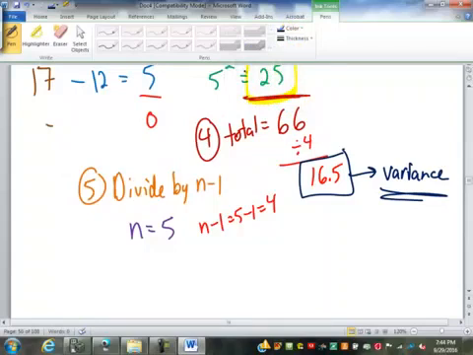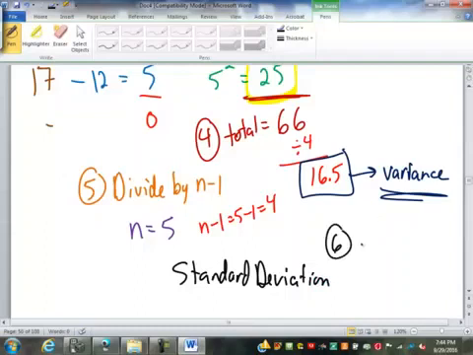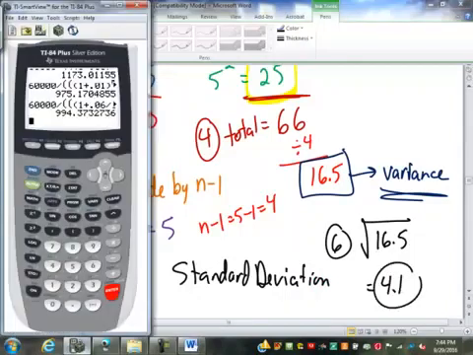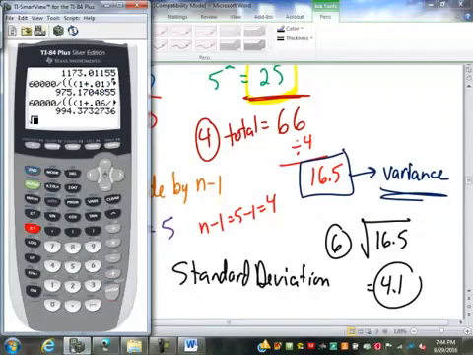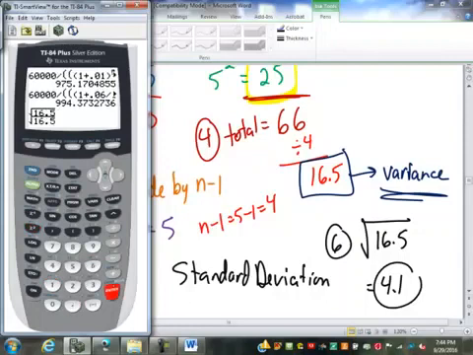That's all the work for one number. You're absolutely correct. There's even more work to go to find the standard deviation. The standard deviation requires step 6. The 6th step is the square root. Square root of 16.5, 4.1. I'm going to round it to 4.1.